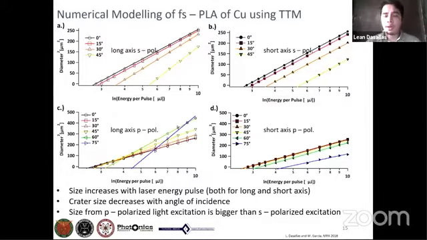So the result of our investigation shows that the angle of incidence will be an important parameter, along with the polarization, when we do pulse laser ablation at an oblique angle of incidence. This will be important in some optoelectronic applications, especially if you want to do some more complicated surface patterns for different applications such as sensing.